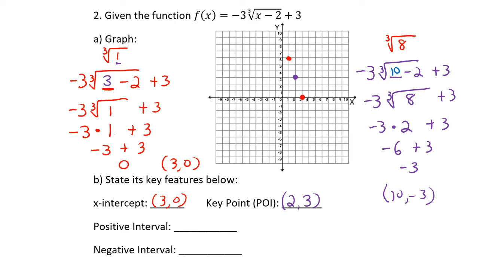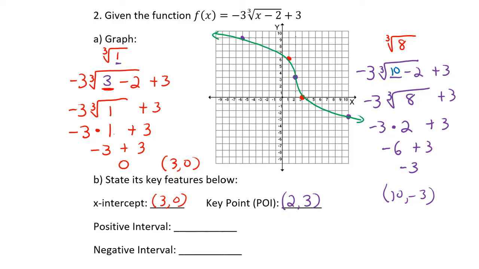So 10, negative 3. Once again, we're going to mirror that point. So if that is, starting from the center, 1, 2, 3, 4, 5, 6 down, and 8 to the right, I'm going to go 6 up and 8 to the left. 1, 2, 3, 4, 5, 6. 1, 2, 3, 4, 5, 6, 7, 8. And now I can go ahead and connect the points. So it looks something like this.